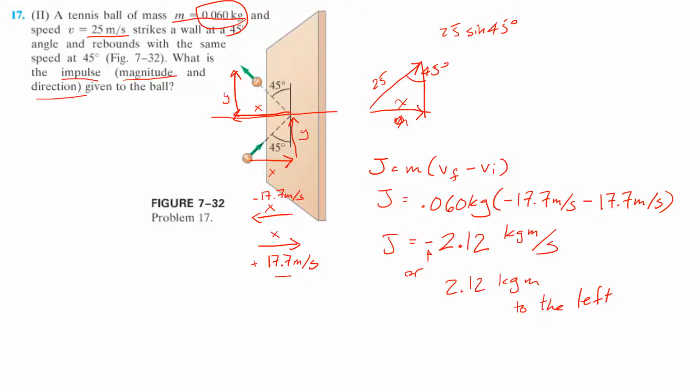There you go. It's pretty darn easy. Thank you very much for watching. And all I did was I did a little bit of trig to just figure out the change in velocity, and I plugged it into our trusty impulse equation.